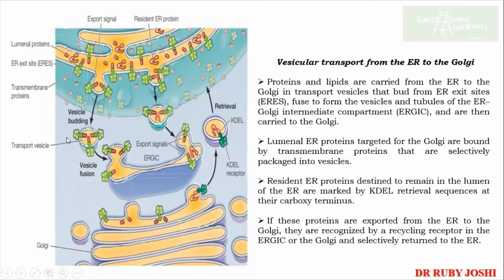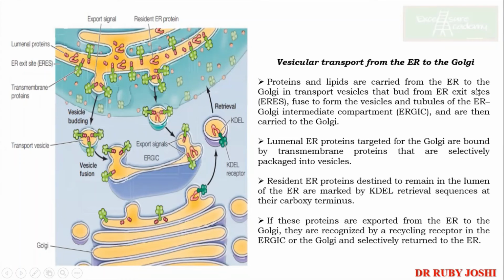Okay, so let's say that this vesicle is budding, so it is carrying all the export signal. Can you see this? They have highlighted over here, and inside that you have got your proteins. And any lipid, if it is meant for distribution, this vesicle will exit from the ERES site. Where will the vesicle form? Where the ERES site is, that is your ER exit site.